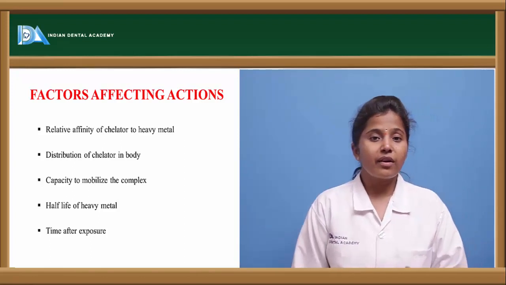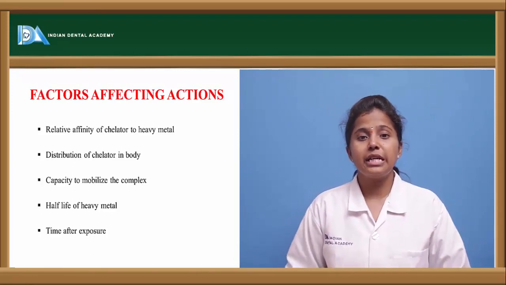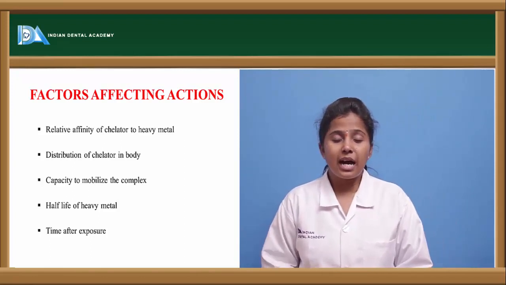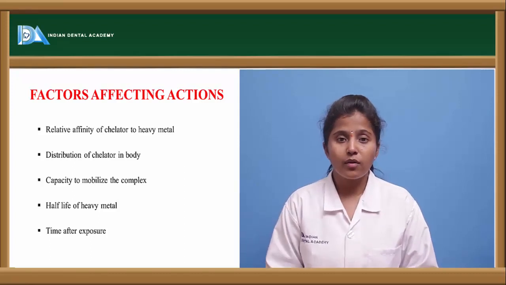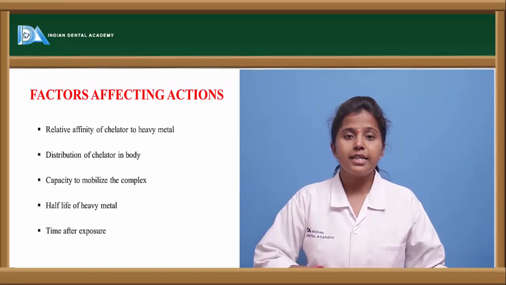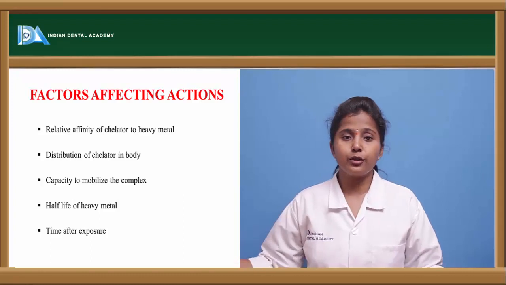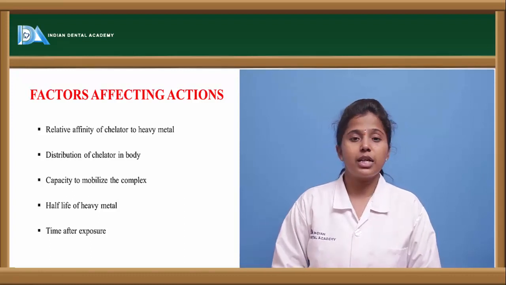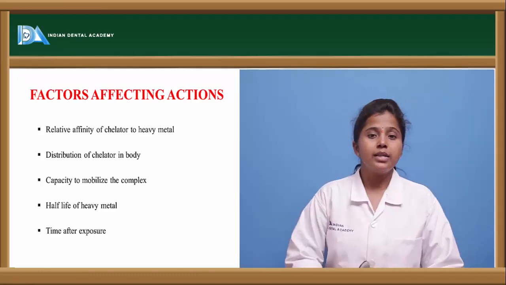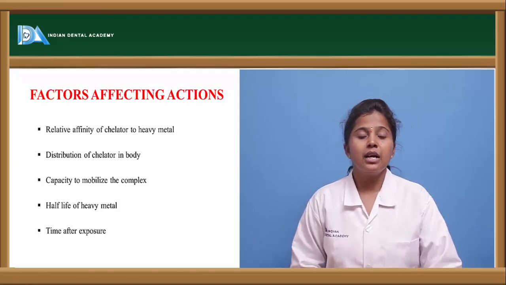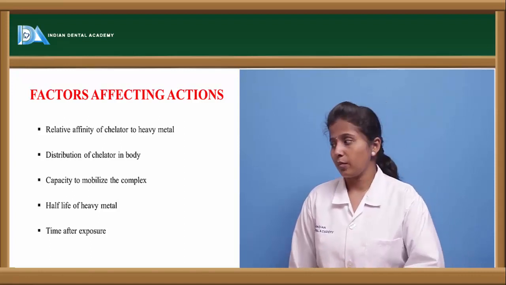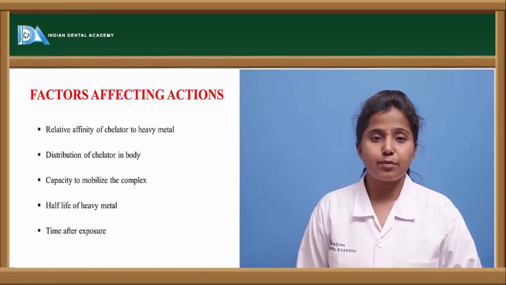So half-life of heavy metal also depends on the chelating affinity. So this half-life of heavy metal should be small. If the half-life is short, then it is easily excreted out of the body, and it shows relative affinity to that chelating agent. If half-life is more, then it is very difficult for that heavy metal to be excreted out of the body. The other one is time after exposure.